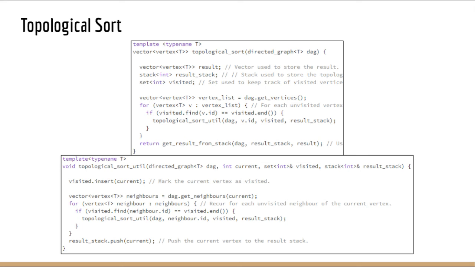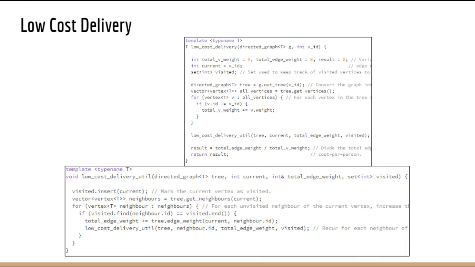In the utility function, for each unvisited neighbor of the current vertex, recursion is used by recalling the same function. Then the result is pushed to the stack. I found this function straightforward and easy to implement and didn't face any significant challenges.